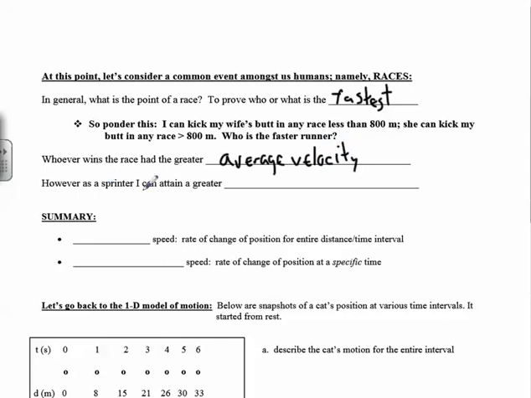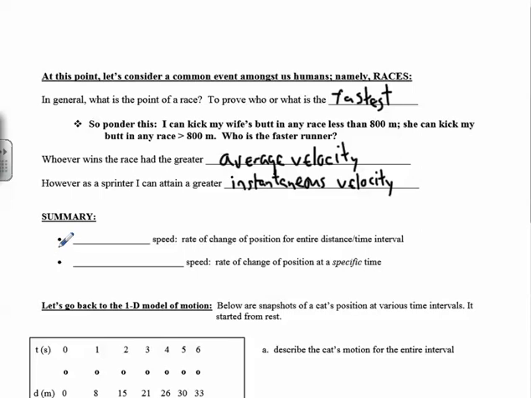And then as a sprinter, I can attain a greater speed at any given instant, even if it's a short time. So we have to look at velocity in terms of instantaneous velocity for other situations. When you're looking at the speedometer of your car, you're looking at your instantaneous velocity. How your car measures that is very different than how you would calculate how fast you're moving on average if you know the distance you went and the time it took.